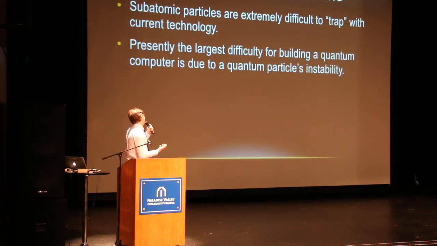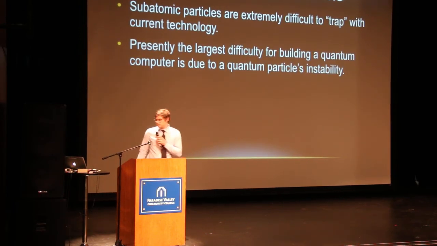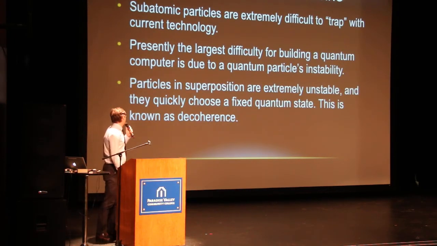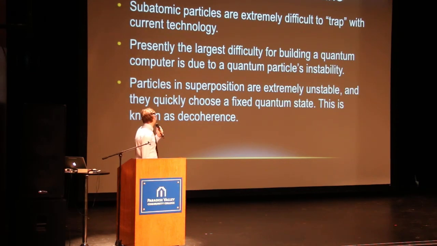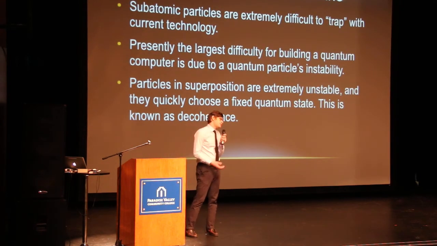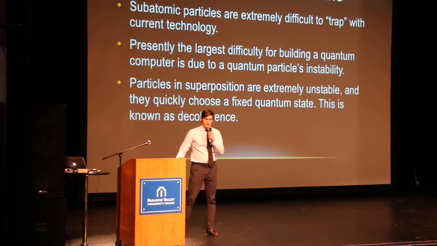Yes. So presently, the difficulty for building a quantum computer is due to the particle's instability, and by that, they just move around too fast. They're too sporadic. Particles in superposition are extremely unstable, and they quickly choose a fixed quantum state. This is known as decoherence. Basically, superposition isn't preferred by subatomic particles. They want to get to their lowest energy state, and they just want to be left alone.